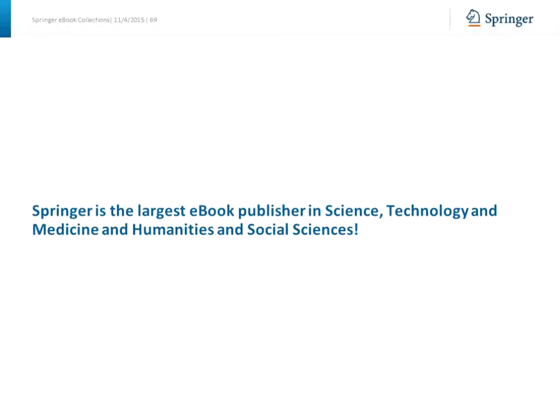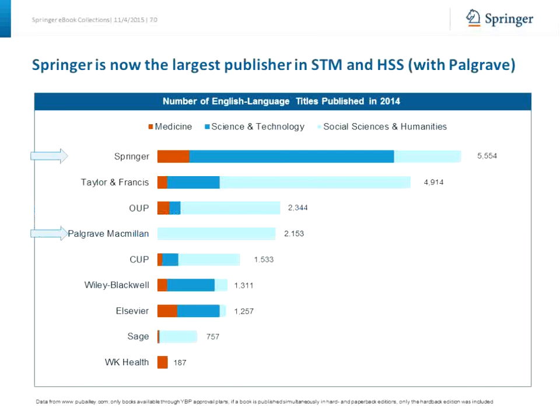And Springer is the largest ebook publisher in STM, as well as in humanities and social sciences. These are the number of books published by both us as well as our competitors, and by the Springer Nature merger, we are adding also over 2,000 books by Palgrave Macmillan to Springerlink. So by that, we are truly the largest publisher in all disciplines in science.